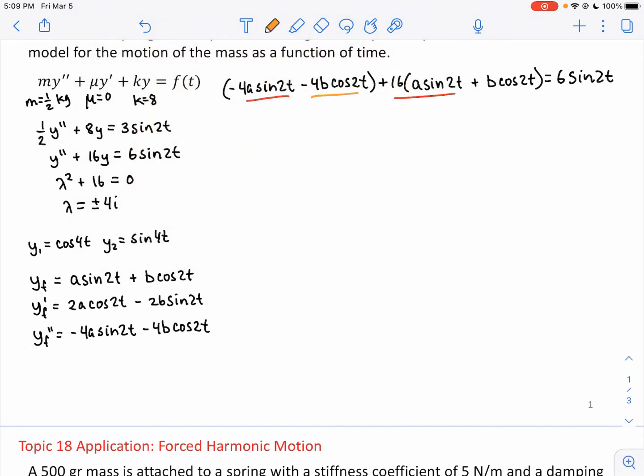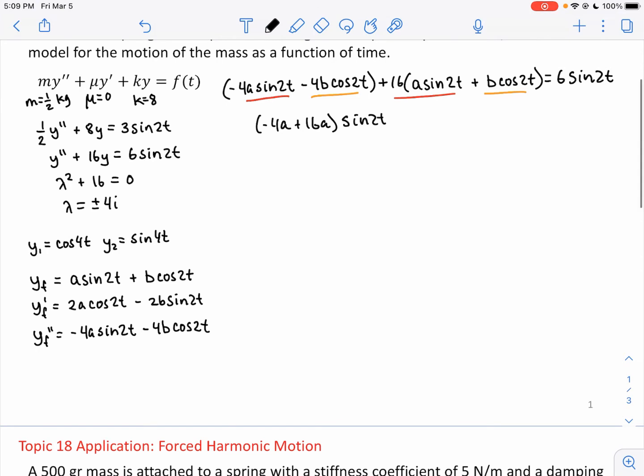And then all the ones that have cosine attached. So I'm going to do some distributing and factoring all at the same time. I'm going to gather the sine terms together and factor out the sine. So we have a negative 4a, and then a plus 16a, and this would be times the sine 2t.